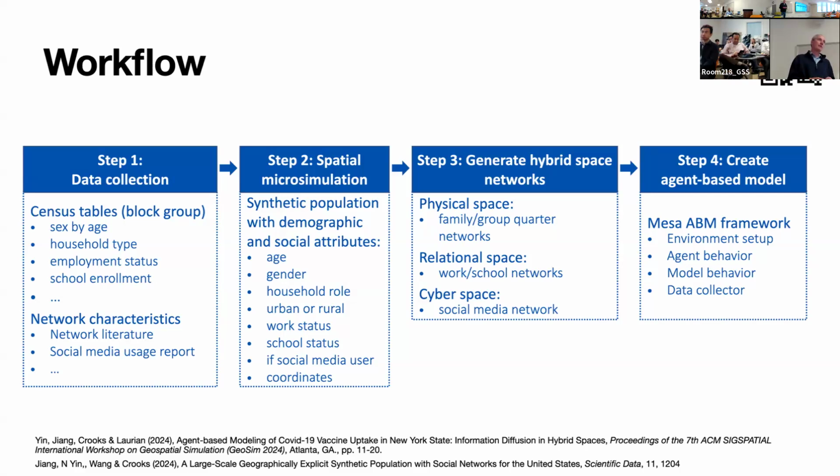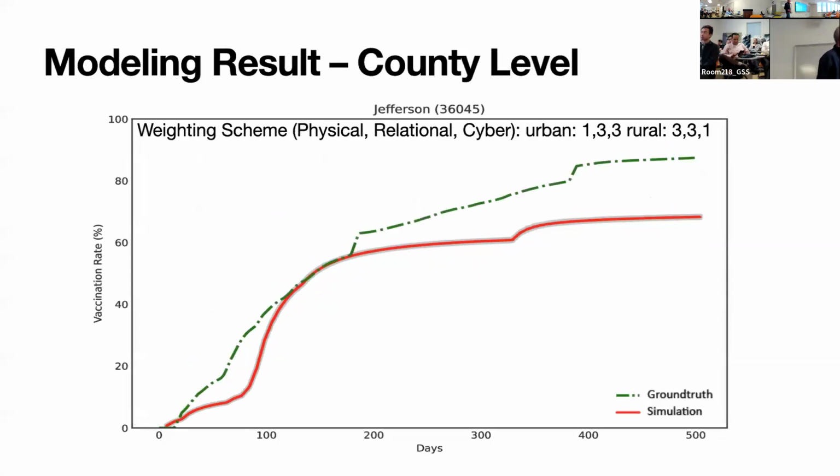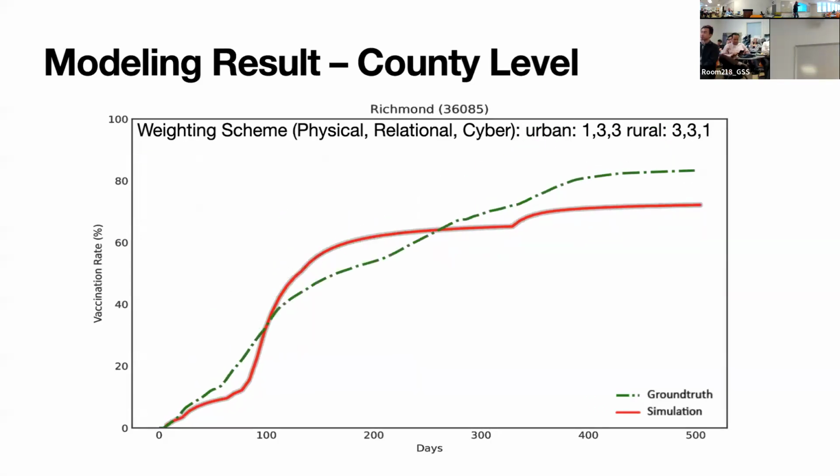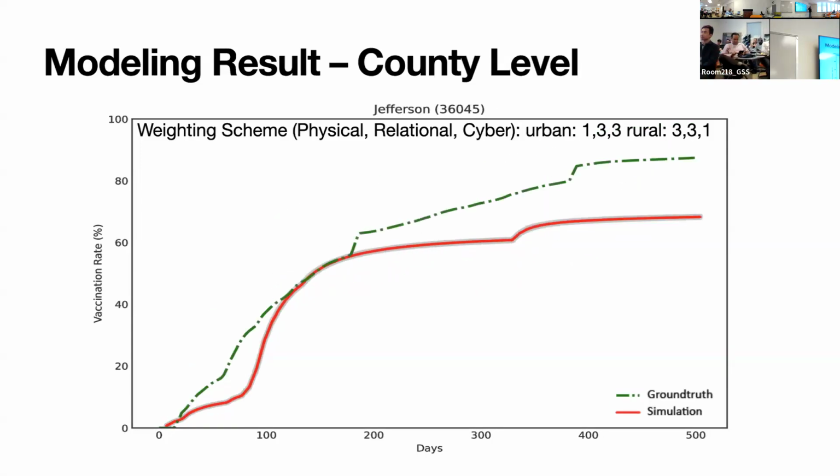Not so much, because of the geographical variation in different things, right? We're modeling around 20 million people really here. So we have a model, and the model's predicting different things. So we have a weighting scheme: how much do you trust your physical, relational, and cyber spaces?